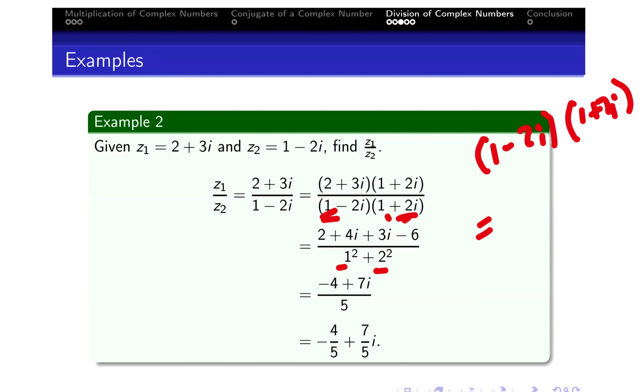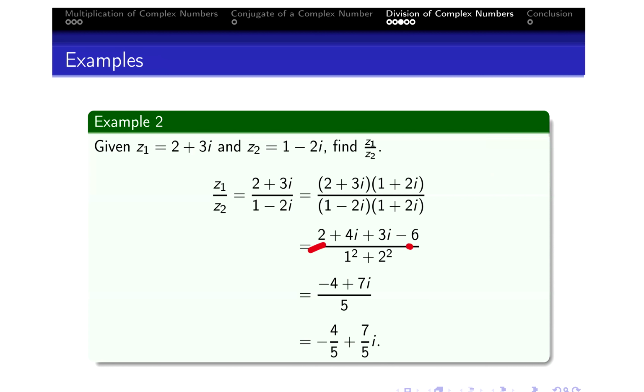All right. So with that taken care of, we have 2 minus 6, that's minus 4. Minus 4i plus 3i, that's minus 7i. 1 squared is 1, 2 squared is 4, 1 plus 4 is 5. So we can now break it down into real and imaginary parts. We have minus 4 over 5, that's what we have here. And then we also have 7 over 5i, that's the imaginary part. So we have the real part and the imaginary part, and that is how to go about division of complex numbers.